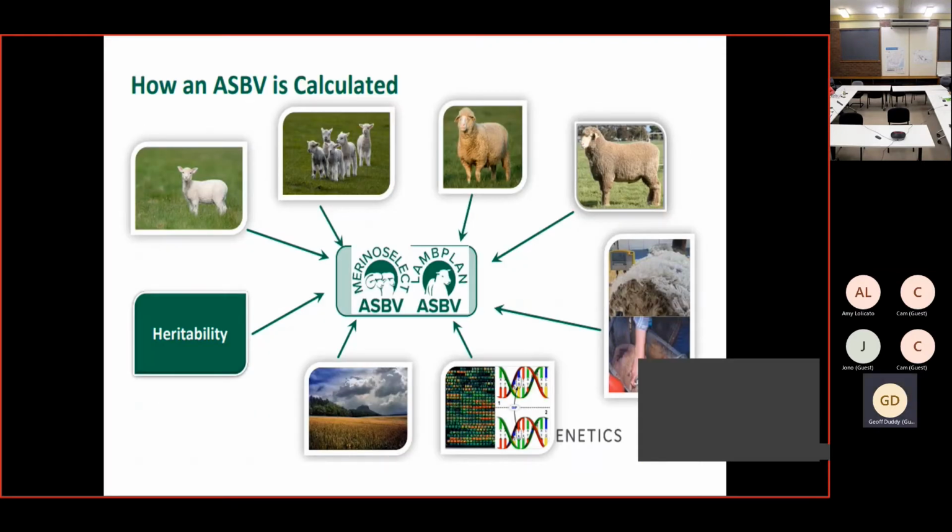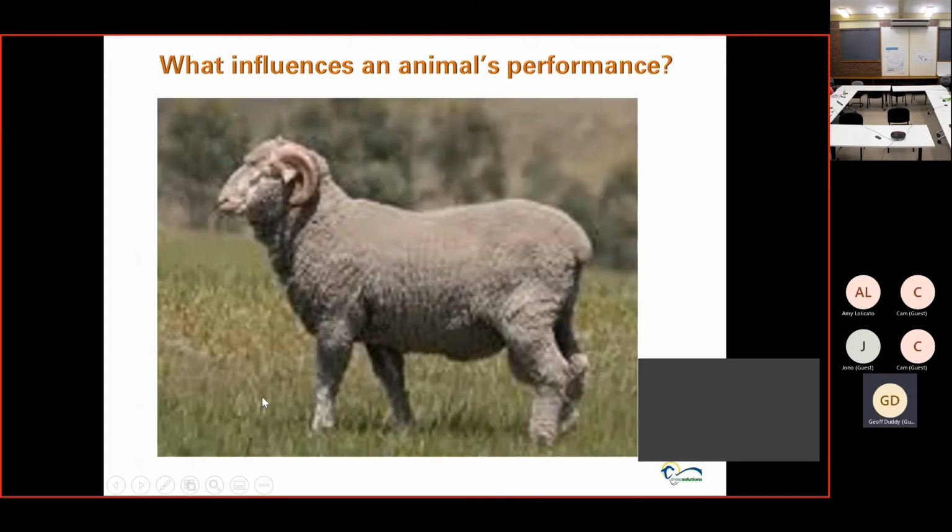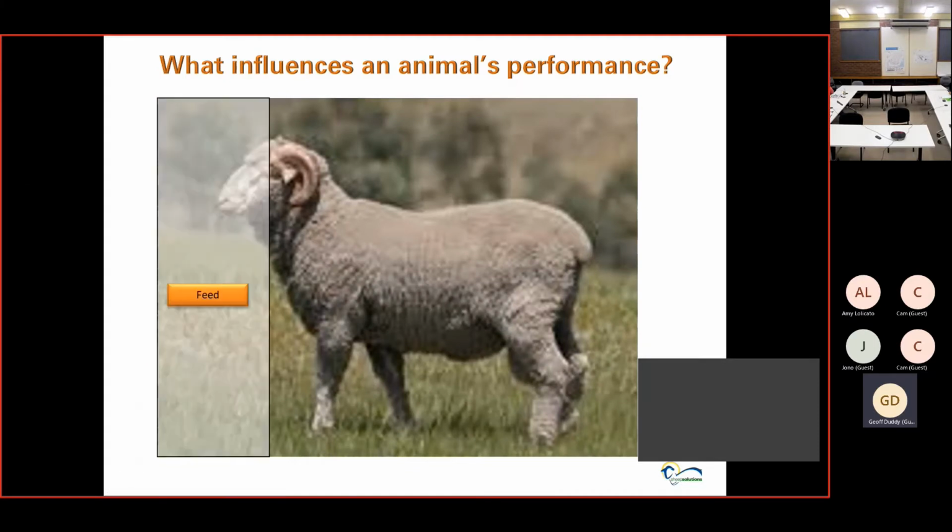How do they calculate them? They use information from the lamb itself, its siblings, linkages and information from both the dam and the sire. They use raw data. They use genomics and DNA testing and the like, and environmental information in terms of feed and how they were reared. So what influences that animal's performance? We've gone through most of them, but feed is still a critical one. You can have the best genetics in the world, but if you don't feed, you won't get the response.